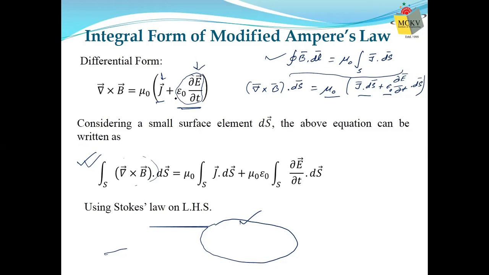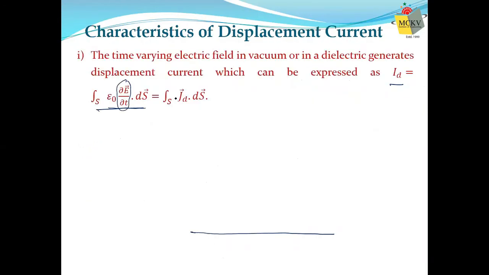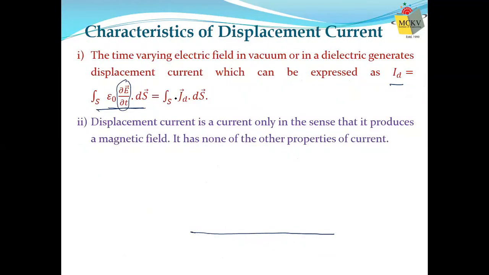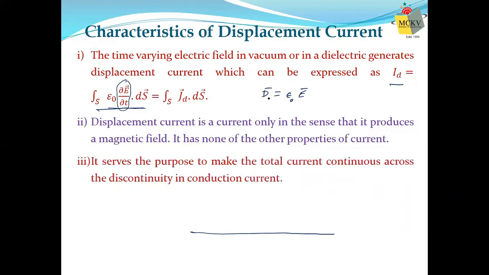And this current, which is actually a misnomer, is called displacement current because the displacement vector D is taking part in this process, since D equals epsilon naught E. D equals epsilon naught E in the case of a conductor, where the polarization vector P is 0. So the displacement vector is present. That's why this current is called displacement current, or the current density is called displacement current density. It has no other property of conventional current.